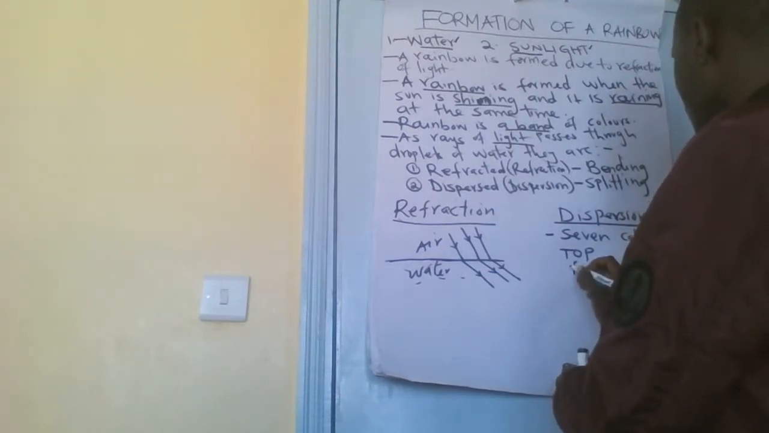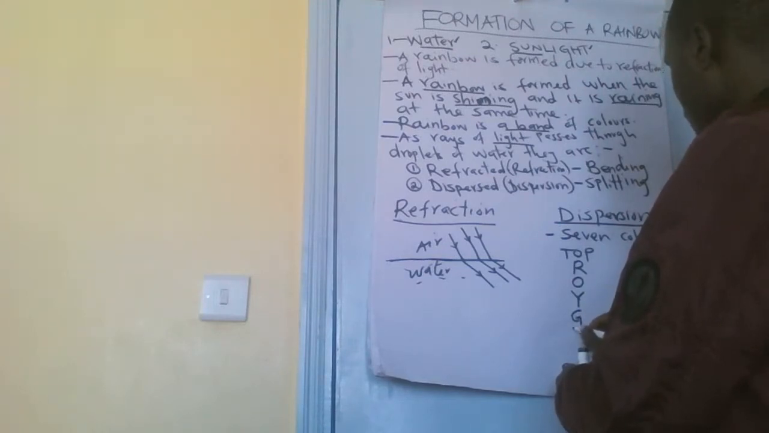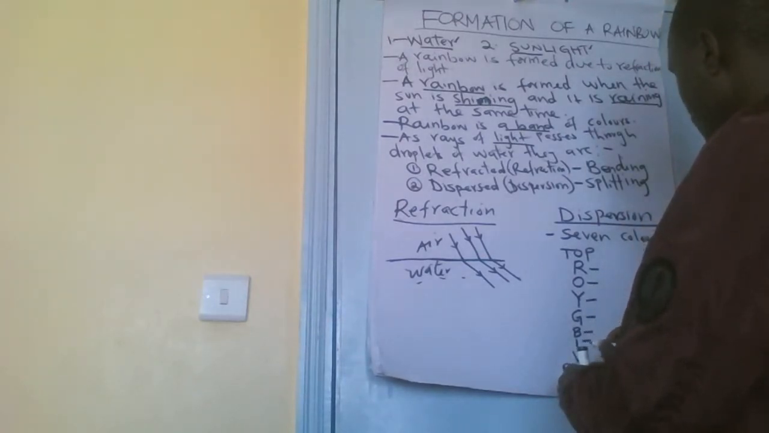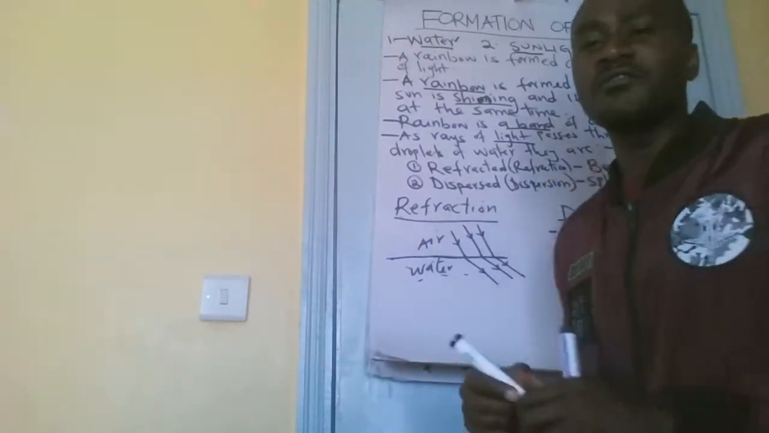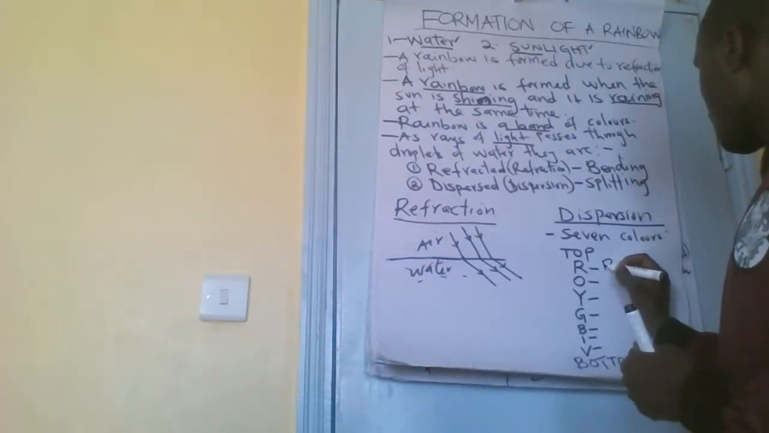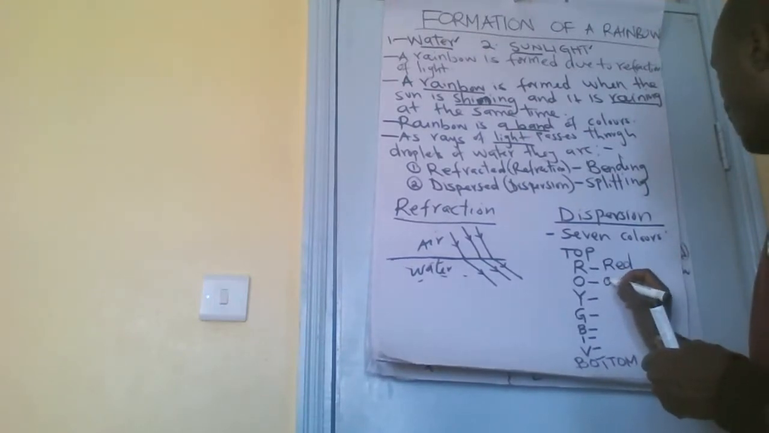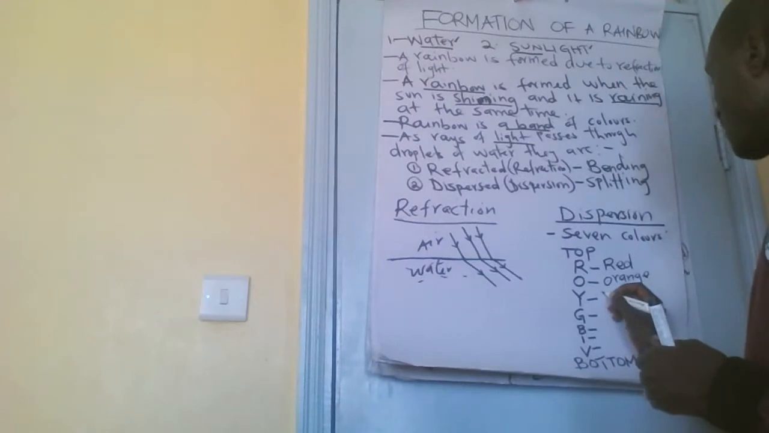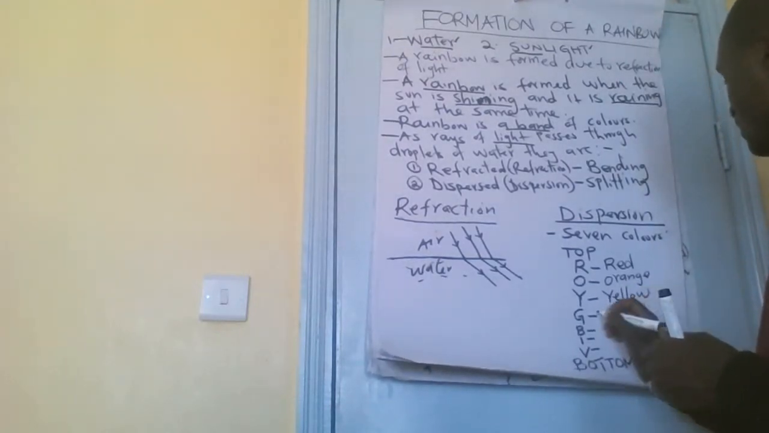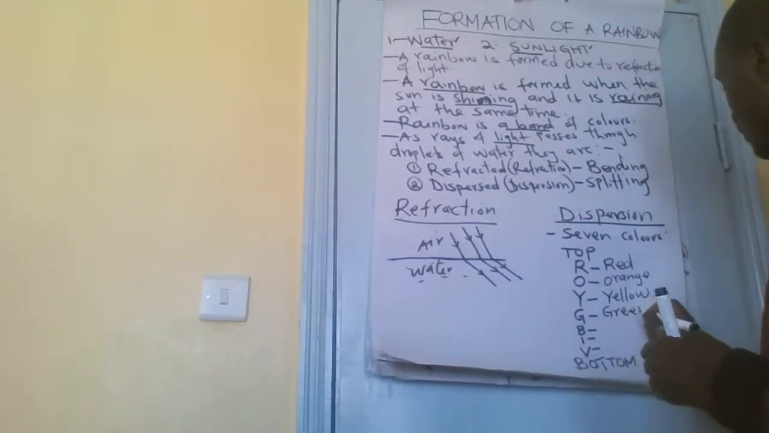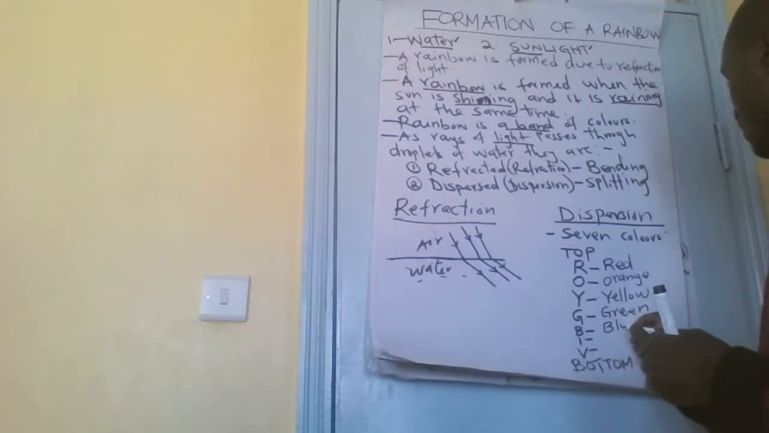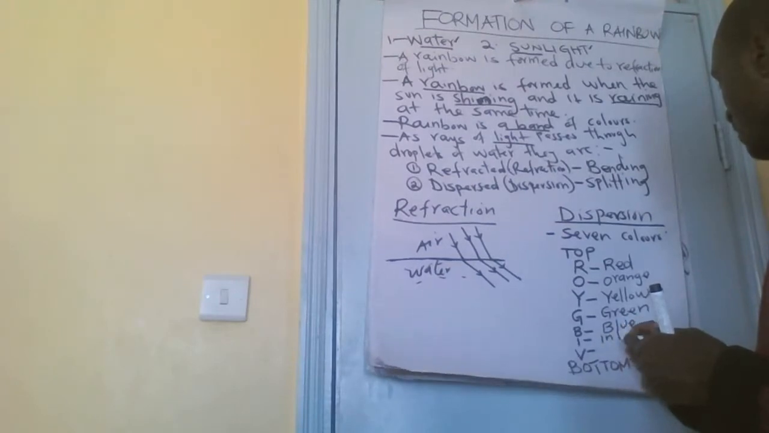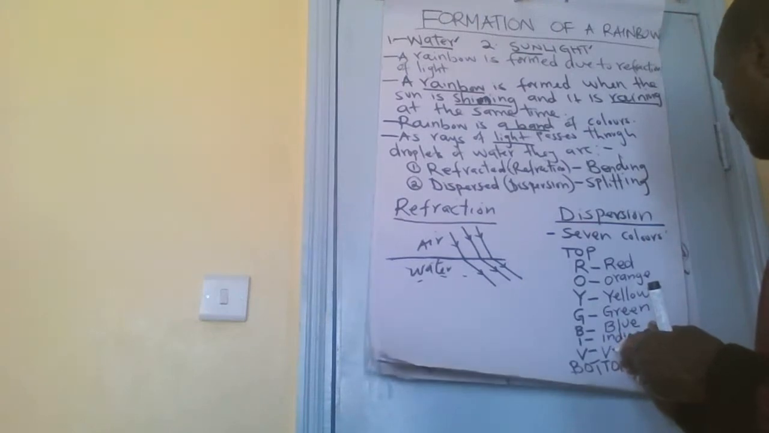So we have something called ROYGBIV. ROYGBIV, where R stands for red, O stands for orange, Y stands for yellow, G stands for green, B stands for blue, I stands for indigo, and V stands for violet.